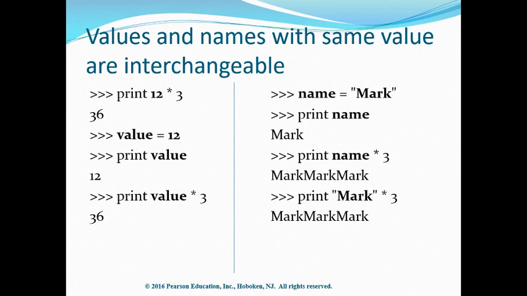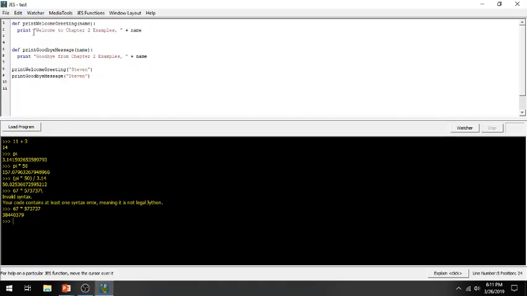For example, we can say print 12 times 3, or we can set the value equals to 12 and print the value, or we can say print the value times 3, right? So we can not only print the name. Here, let's actually just do some tests. So let's clear this again.